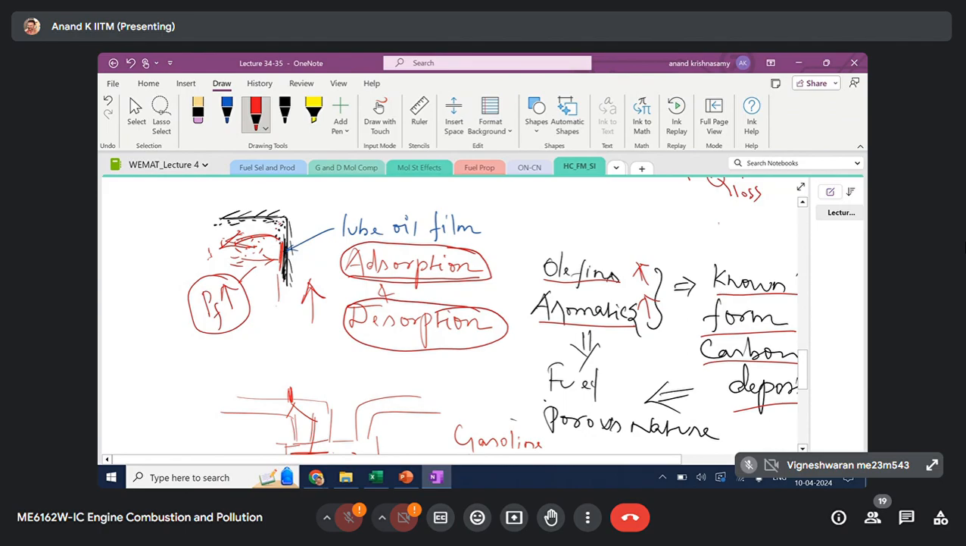Since you don't have a flame, the fuel vapor that diffuses into the burnt gases may get oxidized slowly. That oxidation rate is based on the pressure and temperature of the burnt gas. Based on the prevailing pressure and temperature, the vapor that diffuses into the burnt gas is going to get oxidized slowly. So it's only partial oxidation. It's not complete burning. That's why this is one of the sources of HC emission.